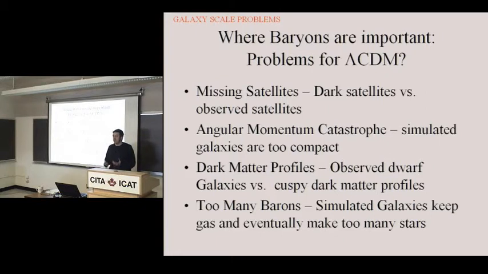In simulated galaxies, they keep gas and they keep making stars. So we have this issue with how you get the star formation to stop. You can make it start just fine. How do you make it stop?